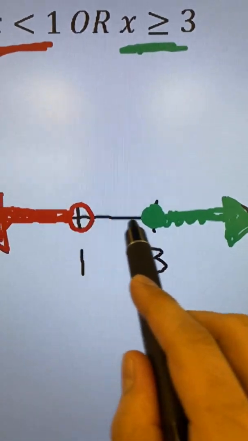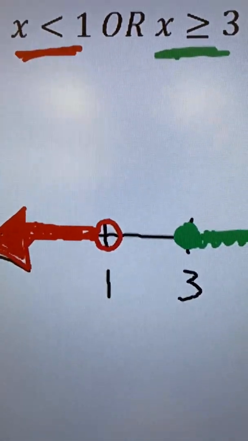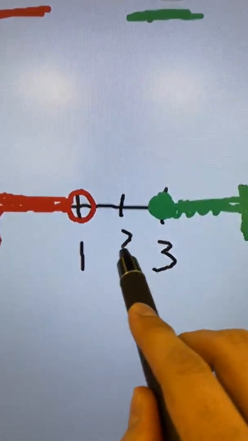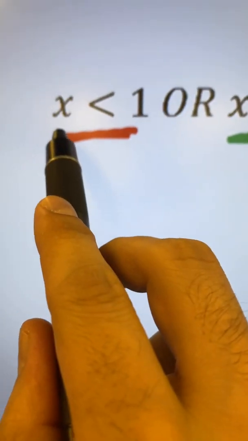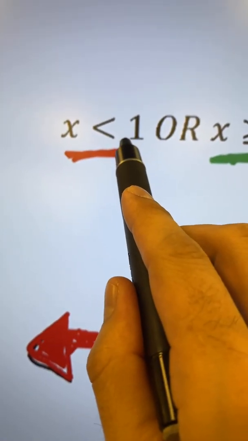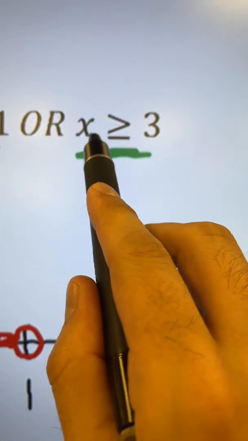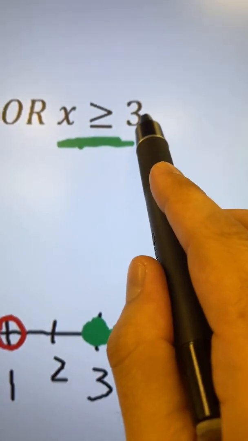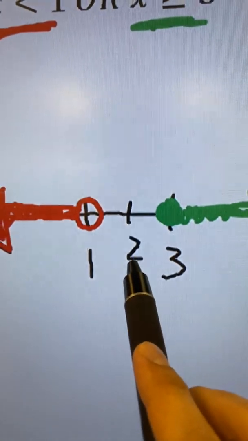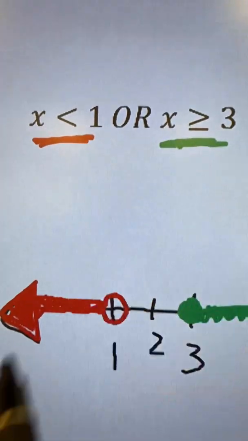You can see between 1 and 3, for example, I would have the number 2. If I were to put 2 in place here, 2 is less than 1 is false, right? It's not smaller than 1. And if I put it here, 2 is not bigger than or equal to 3, so it's also false. That's why that is not a solution, because it has to be true for at least one of them.